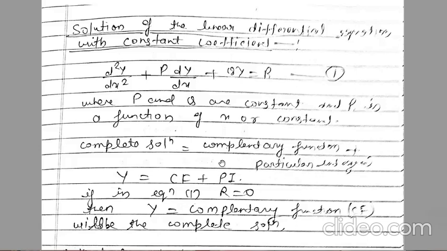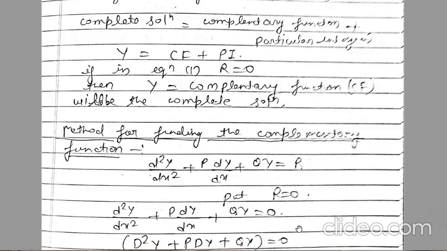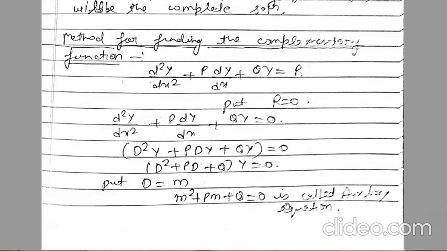Our complementary function is the final complete solution. If in equation 1 r is equal to 0, then the complementary function will be the complete solution. So, method for finding the complementary function: d2y upon dx2 plus p dy upon dx plus qy is equal to r. For the complementary function, r will be 0. So d2y upon dx2 plus p dy upon dx plus qy is equal to 0.